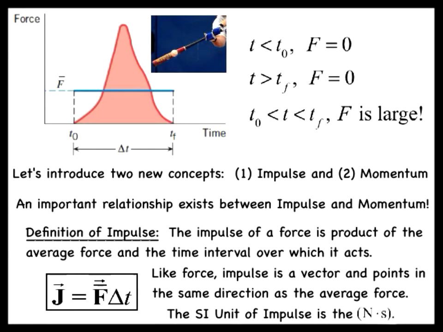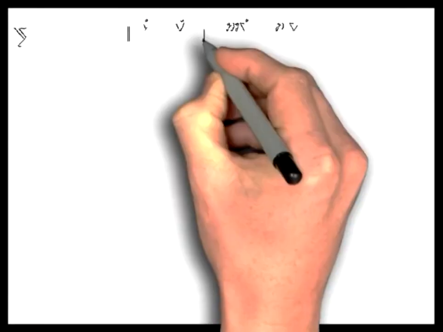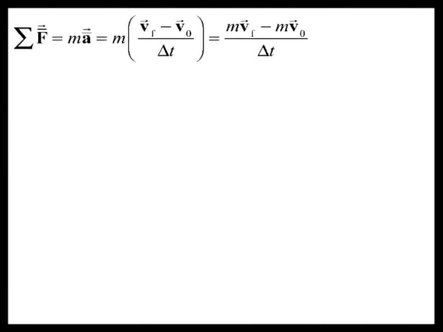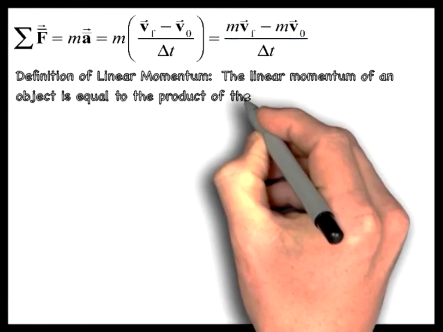Now let's take Newton's second law and write the average acceleration in terms of the change in the velocity divided by the change in time. Notice in the numerator on the right-hand side that we have a quantity that is equal to the product of an object's mass times its velocity. This shows that the net average force on an object is related to the initial and final values of this quantity, mass times velocity. This is a new quantity that we define as the linear momentum.